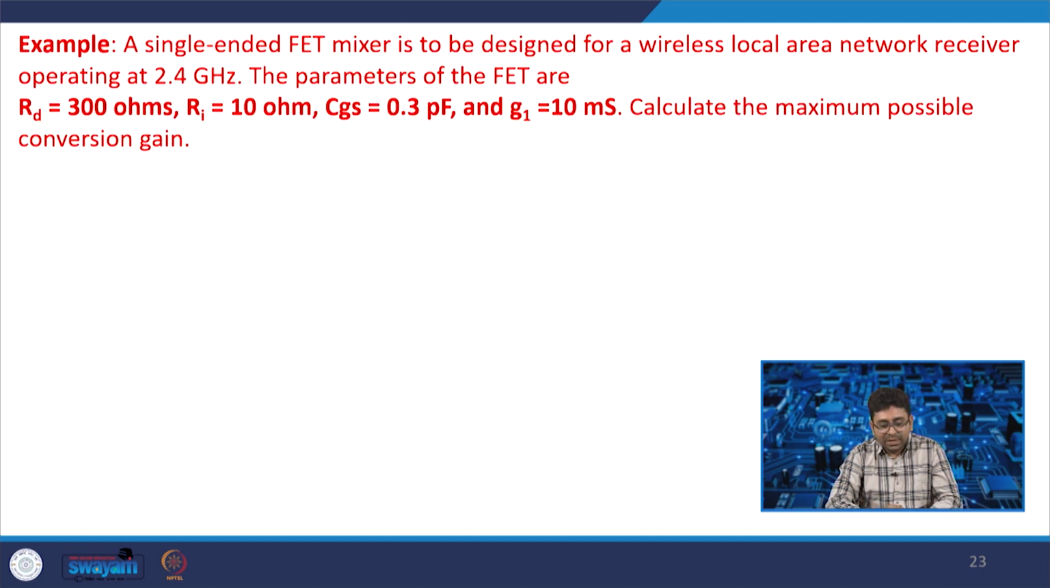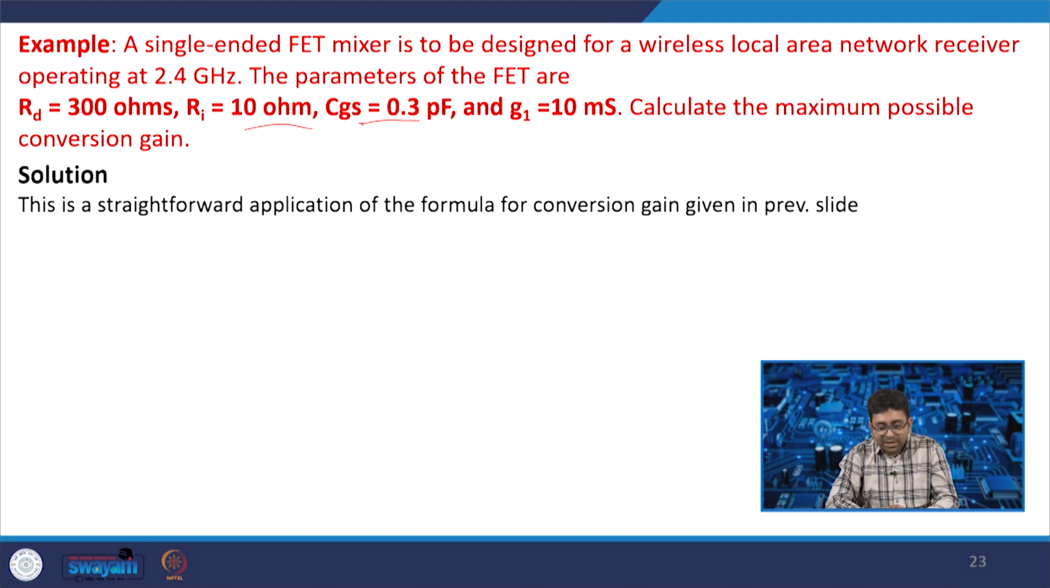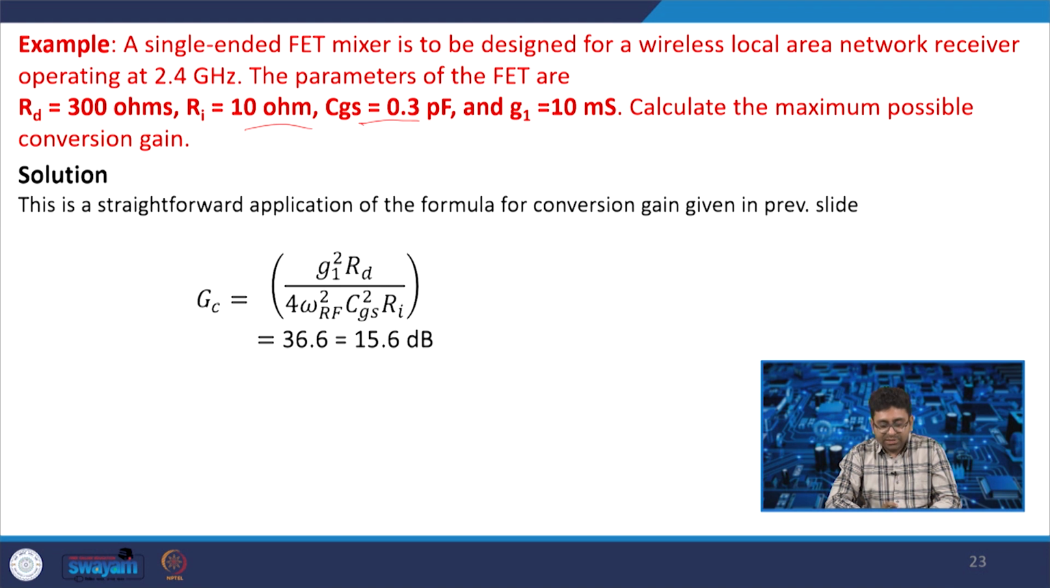We will try to see an example of how this can be calculated. A single ended FET mixer is to be designed for a wireless local area network receiver operating at 2.4 gigahertz. The parameters of the FET are, these are the parameters that you get after biasing your circuit: RD is 300 ohm, RI is 10 ohm, CGS is 0.3 picofarad, G1 is 10 millisiemens, and calculate the maximum possible conversion gain. This is a straightforward application of the formula. You need to use the same formula, G1 square RD by 4 into omega RF square CGS square into RI, and you will get around 15.6 dB of conversion gain.